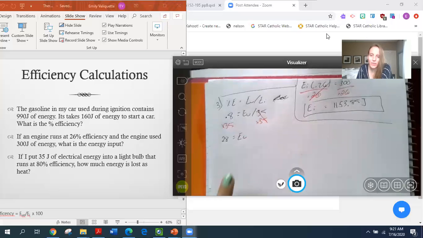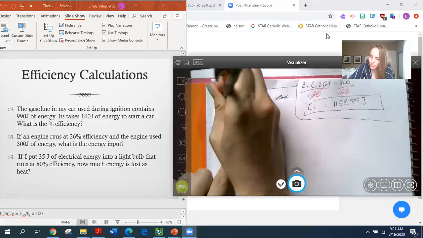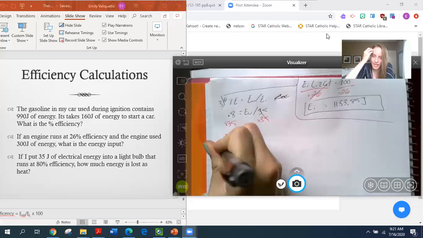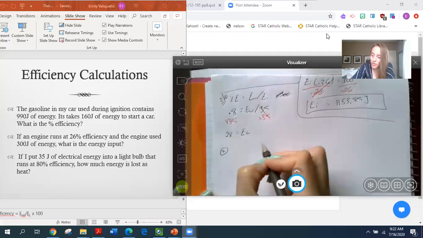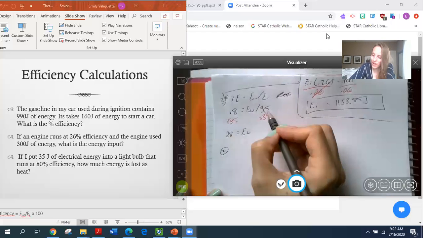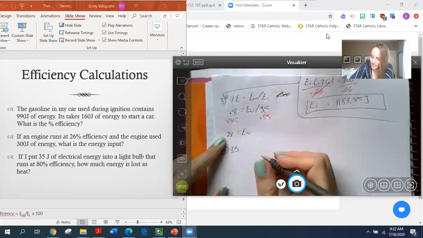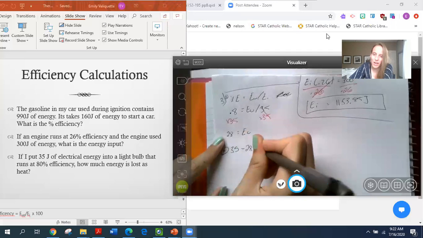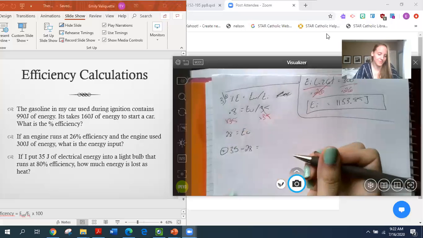Now, that is not my final answer, though. This is my useful energy. It asked how much energy was lost, or how much was wasted, would be another way of saying that. And so in order to do that, we are going to briefly move on to a second step here. And all we're going to do is say, okay, if the total energy was 35 joules and we used 28 of it, if we just subtract those, whatever's left over must be the amount that was lost.